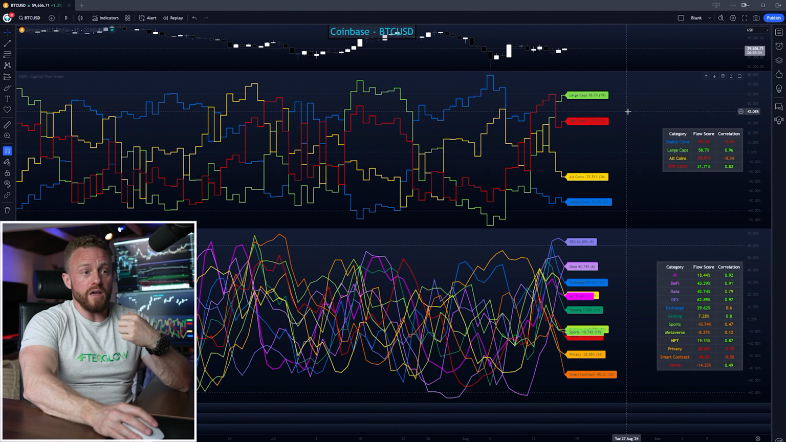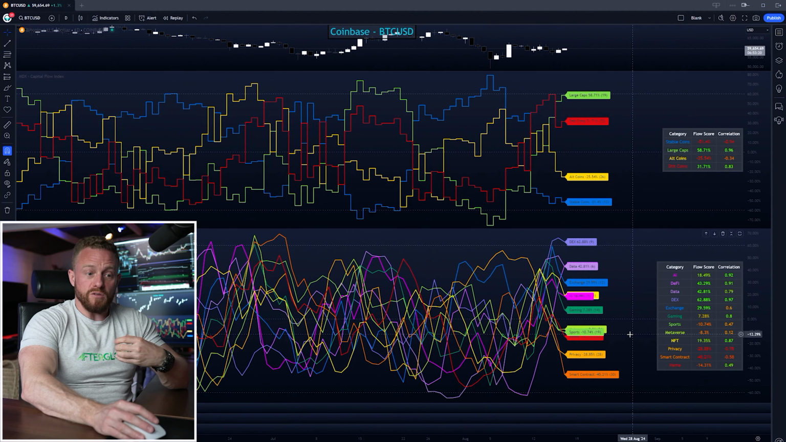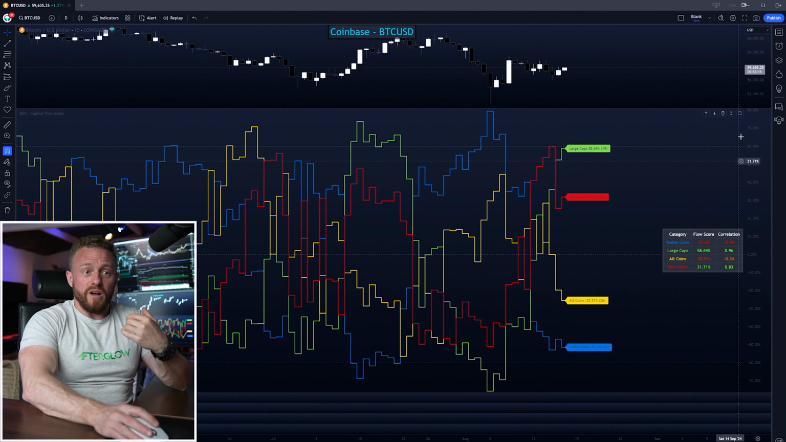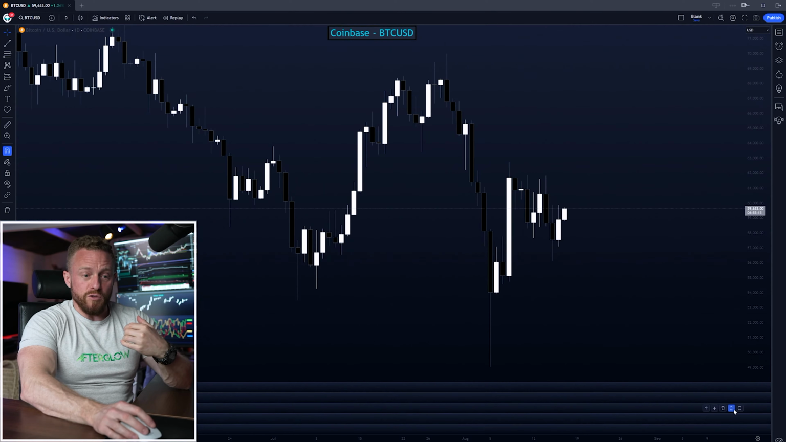where you can compare your large caps like Bitcoin, your altcoins, your meme coins and stable coins, or you can drill down to the next level and look at sectors like AI, gaming, metaverse, smart contracts, and so on. It also has functionality for TradFi.